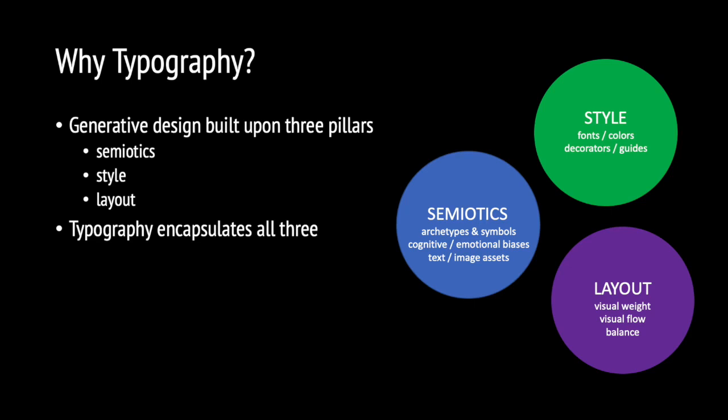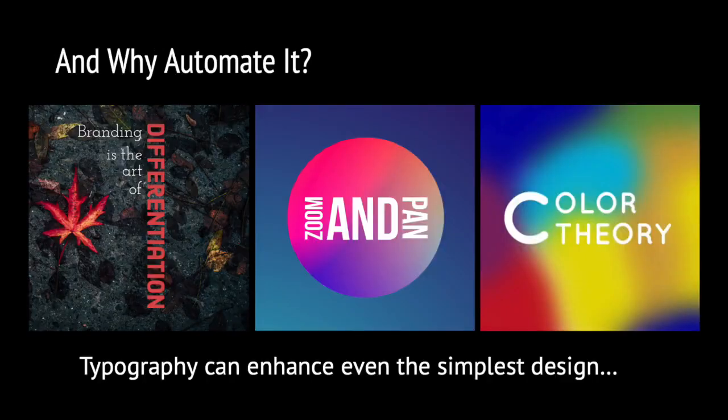It's not a stretch by any means to recognize that typography encapsulates all three. Typography clearly has a semiotic component, as the glyphs and shapes combine into words and phrases to represent ideas and concepts. Typography also exhibits style in the form of fonts and colors. And finally, typography exhibits layout, as the glyphs are organized into words and the words into phrases, and these glyphs and words are arranged relative to one another in the design. The next question is, why automate typography?